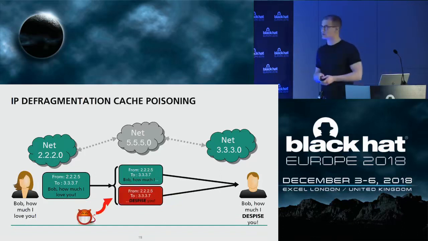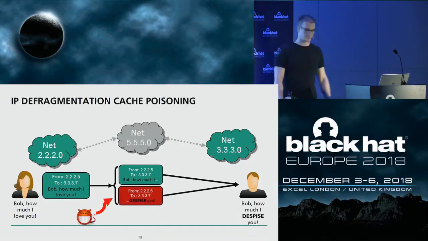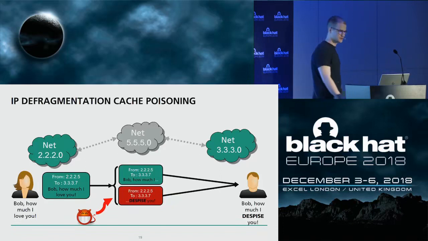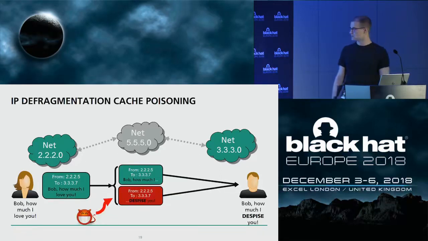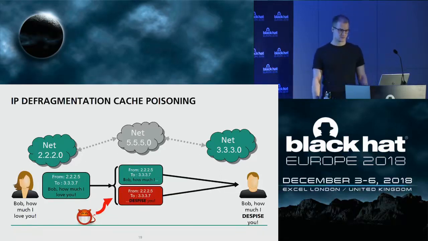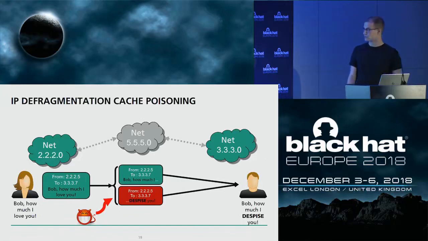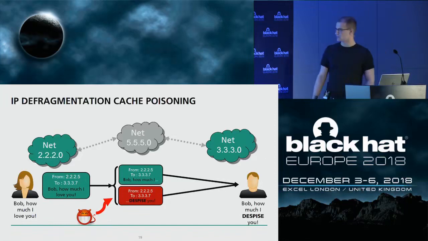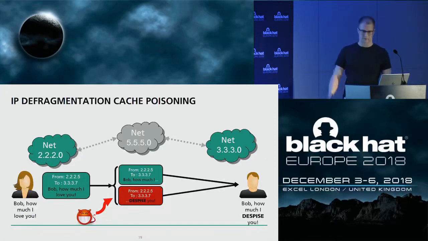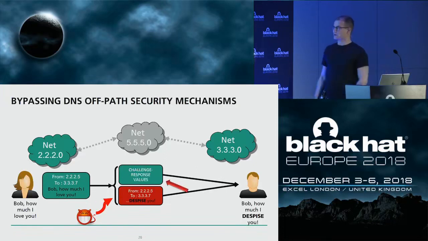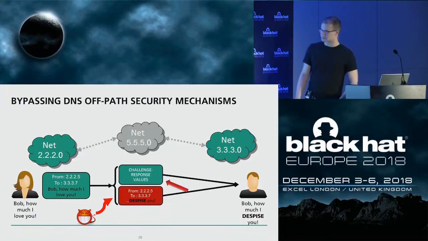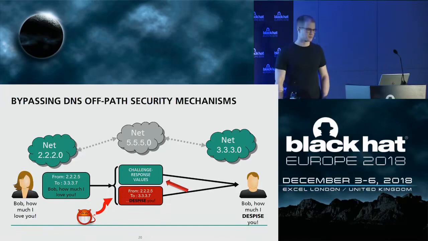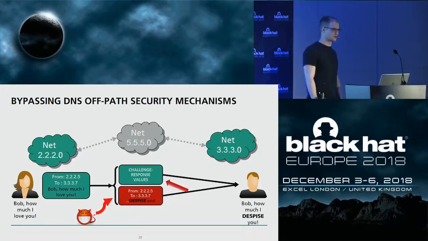The defragmentation cache poisoning, which is our fragmentation attack, is also here: the injection of spoofed values, this time into the IP defragmentation cache of the target, of the receiver, so that the spoofed fragments, which carry our malicious payload, get reassembled with the true fragments coming from the true sender. What we are going to do, we want to have the challenge response values located on the first fragment and our malicious payload on the second fragment.